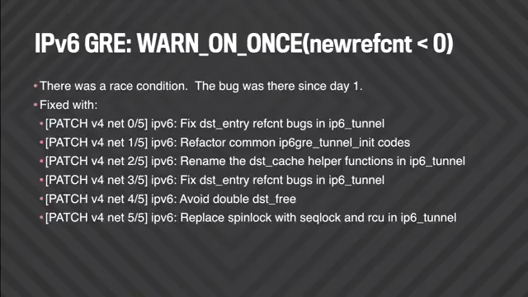Now the next problem we hit is about V6 GRE. We have a V6 GRE use case to do load balancing. At our scale, it's very easy for us to hit a race condition in the GRE tunnel in V6. It turns out that this bug was there from day one, when IPv6 was added to the kernel. So here's the list of fixes we provided upstream to fix the issue.